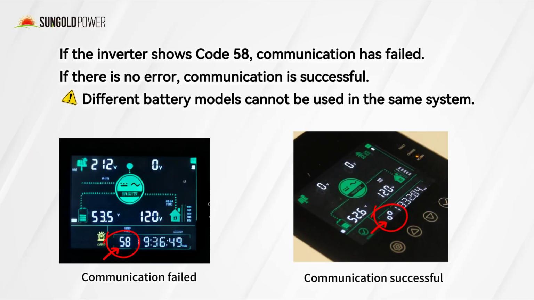If the inverter shows code 58, communication has failed. If there is no error, communication is successful. Different battery models cannot be used in the same system.